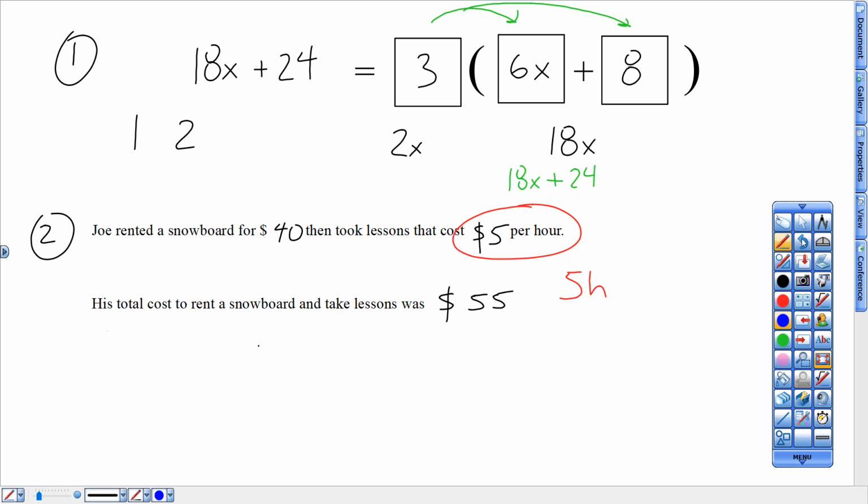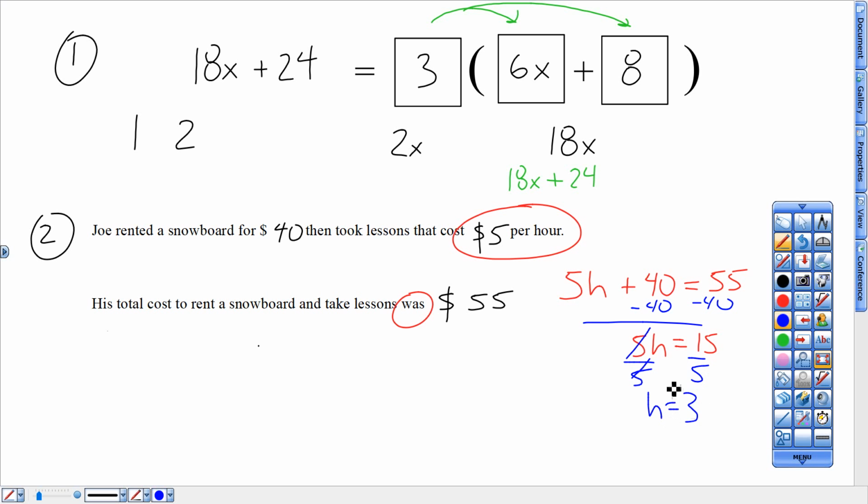$5 per hour plus that $40 deposit fee is an equal sign, and I put that 55 right here. So now this is just me solving this equation. Take away 40 gives me 5H equals 15. Divide by 3, and you'll see that the number of hours I rented to get that cost is 3 hours exactly, because it's an equation. It has the word was in there.